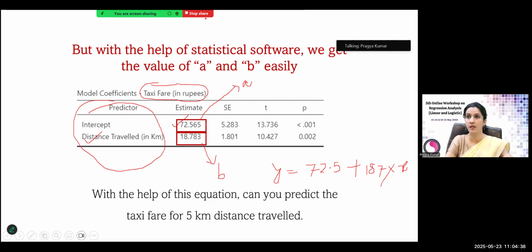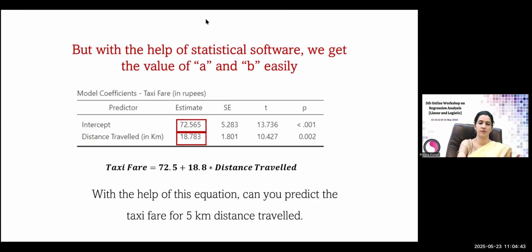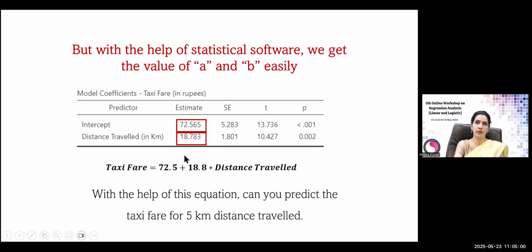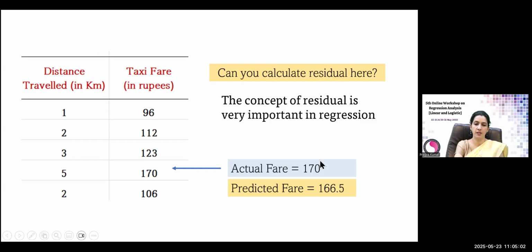$166. Okay, so everybody is there with the 166. This was the equation which I have just written. And the actual fare is 166.5 or 160. That's okay. Predicted actual is 170 if you see. And with the help of this equation, 72.5 plus 18.8 into distance traveled, your predicted fare is 166.5. Now, is there any difference between the actual and predicted? And if there is a difference, by how many rupees? So you all please write in the chat box.